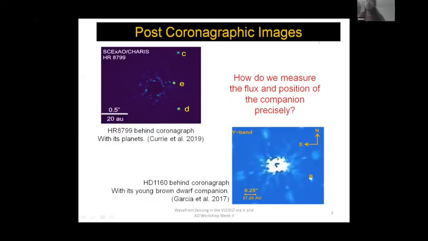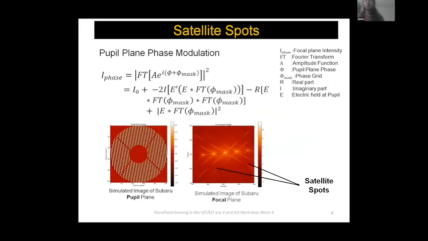But in post-coronagraphic images, the central starlight is generally blocked, and we don't have any on-sky reference to calibrate the planets. And it's hard to monitor the fluctuation in the planet signals with time. And generally, for this, we create a satellite spot by applying a phase grid.